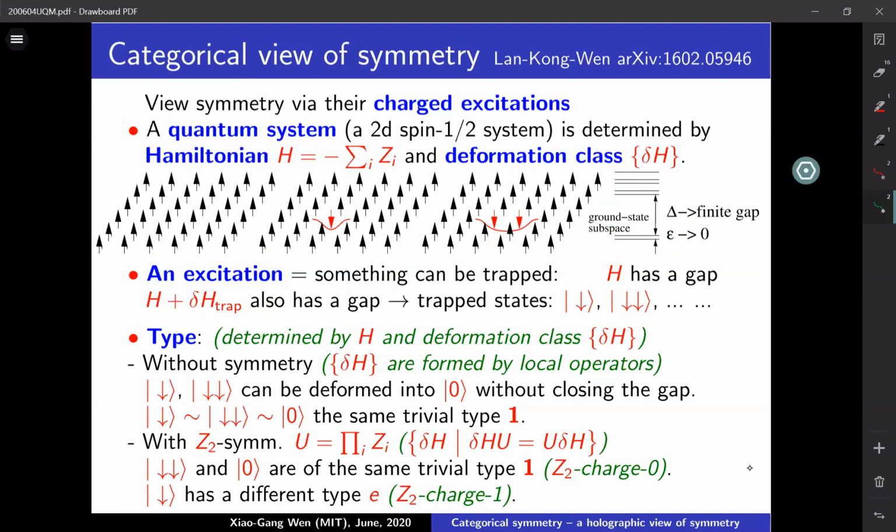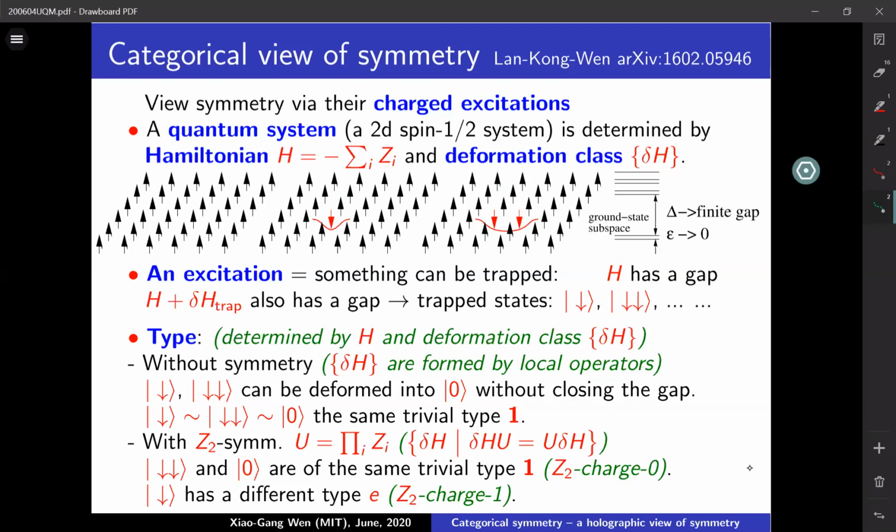If the trap is point-like, we define a point-like excitation. If the trap is string-like, then we define a string-like excitation. This may be the physical way to really define excitations. For example, in this case, we can have a reversed magnetic field at this location, or a reversed magnetic field on two sites, and we can create one spin flip or two spin flips. In general, we have many kinds of excitations if we do it this way.